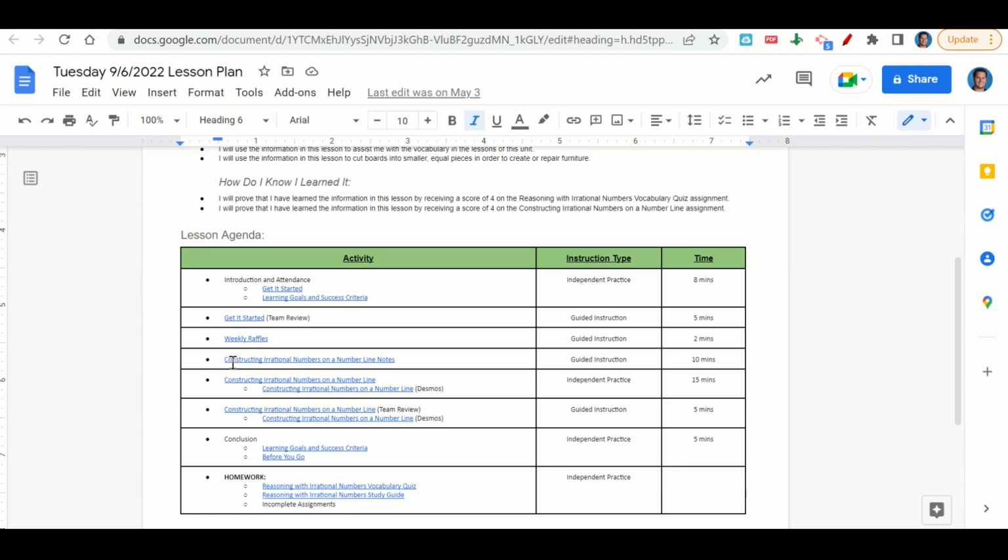After that, we'll go over the constructing irrational numbers on a number line notes. And then I'll give you time to complete the constructing irrational numbers on a number line assignment on Desmos. Once you've completed the assignment, we'll go over it together and answer any questions that you may have. At the end of class, we'll go back over our learning goals and success criteria while you fill out your before you go. Your homework for tonight is to complete the reasoning with irrational numbers vocabulary quiz, to continue working on the reasoning with irrational numbers study guide, and any incomplete assignments that you may have.